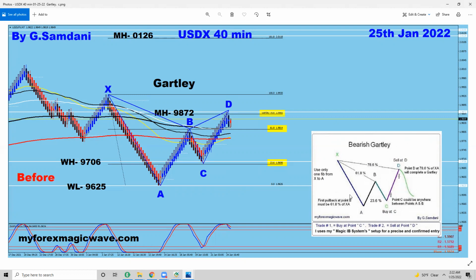So look what happened here. Exactly at the 23% line, at 97.06, boom, it bounces from there, and then it goes to 78%, the same fib. We don't draw any other fib, just one fib from X to A. Then the price goes to 61%, comes down to 23%, goes up to this, right? That's called a girdle, and then we are now here.